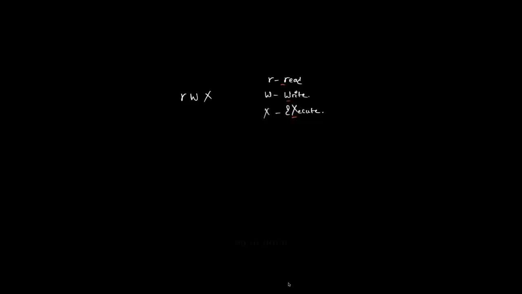Now you are going to give these to the owner. You have three types of people in the system: one is the owner, or who is the user, then who is the group, and who is the other. U stands for user, whoever is the owner of the file. G is whoever is the group owner of the file. And O is others.